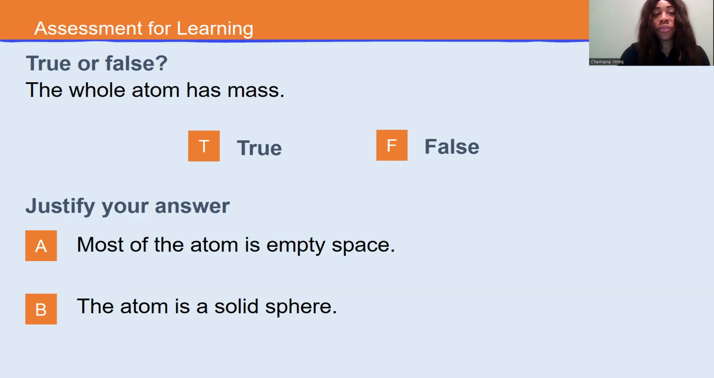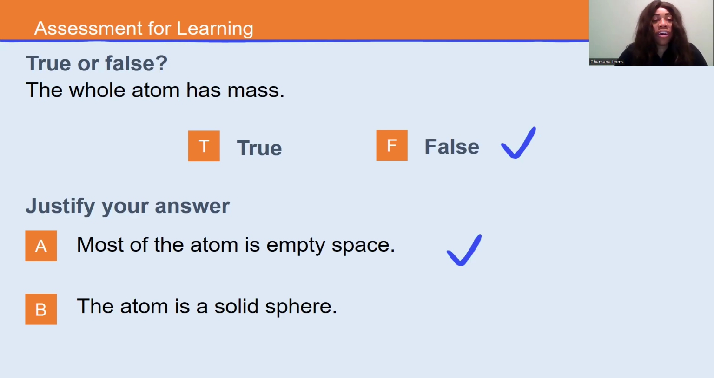Okay, so we've got true or false. The whole atom has a mass. Is this true or false? Okay, so it is false. The whole atom does not have a mass because we are aware that the electrons have a negligible mass. The protons and neutrons do, and we have a +1 mass for that. However, the whole atom does not have a mass.